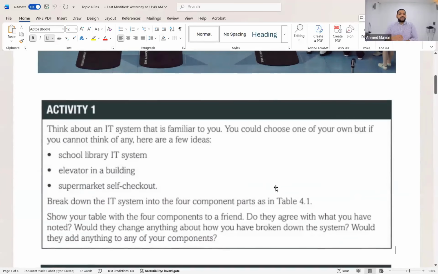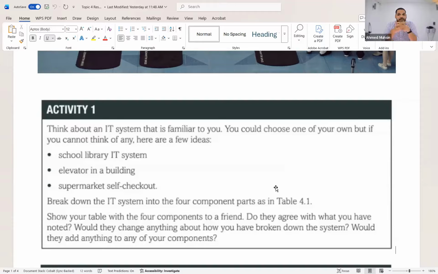Think about an IT system that is familiar to you. You could choose one of your own, but if you cannot think of any, here are a few ideas. Think of a school library IT system. Think about an elevator. Think about a supermarket self-checkout. Break down the IT system into 4 component parts as in table 4.1. Okay? Table 4.1, I have given to you all, it is also in your paper. It's there: hardware, software, processors, people.